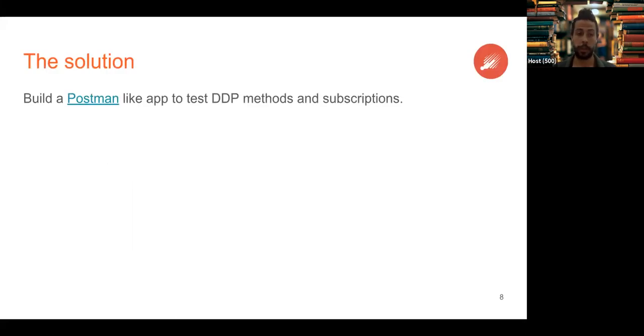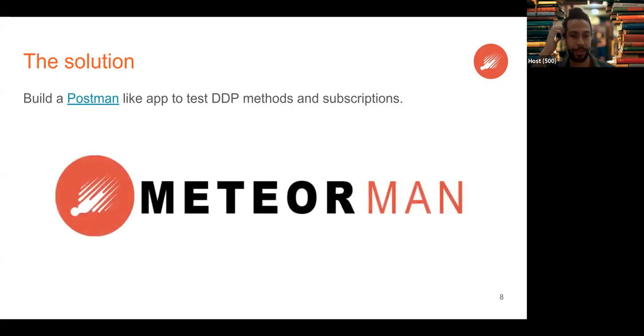Basically, we wanted a Postman-like app to test DDP methods and subscriptions, which we thought was quite simple, right? Postman works great for REST APIs, and we thought that there might be something out there, but we searched everywhere and we couldn't find anything. So it was quite weird, but that's why we decided to create this. And let's go to the demo, the interesting stuff.